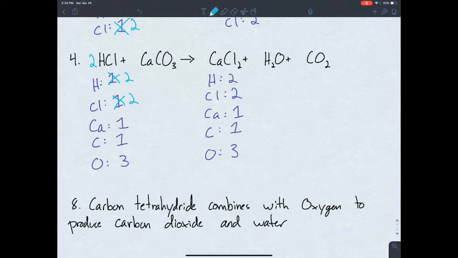And that looks like it. It's always a little suspicious when it's that simple. But as long as I copy the equation correctly, I think it is that simple. I have 2 hydrogens, 2 hydrogens, 2 chlorines, 2 chlorines, 1 calcium, 1 calcium, 1 carbon, 1 carbon, 3 oxygens, 1, 2, 3 oxygens. Okay? So I am a little suspicious of that, but as long as I copy this correctly, it is that simple.